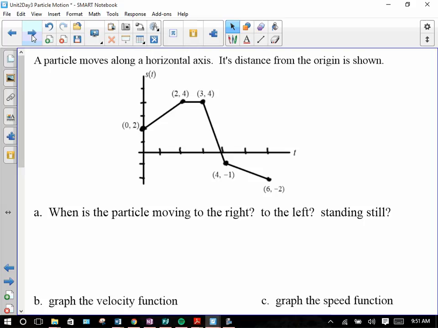It says a particle moves along a horizontal axis. Its distance from the origin is shown. The first question we'll answer is: when is the particle moving to the right, to the left, or standing still?